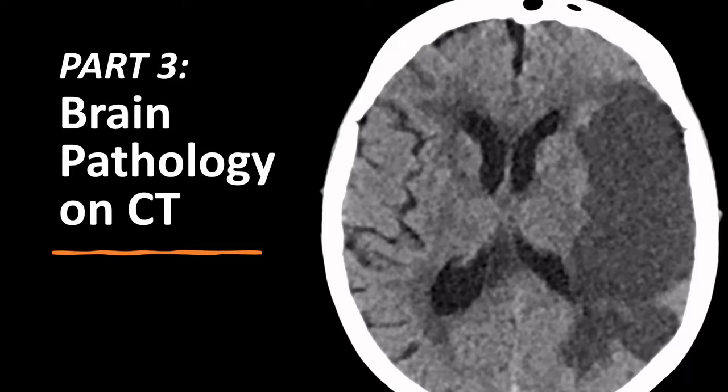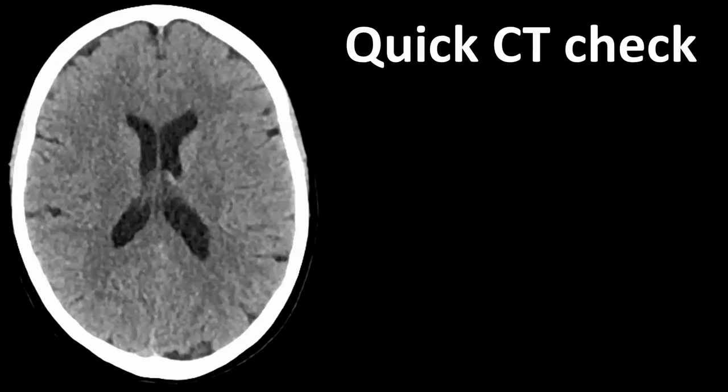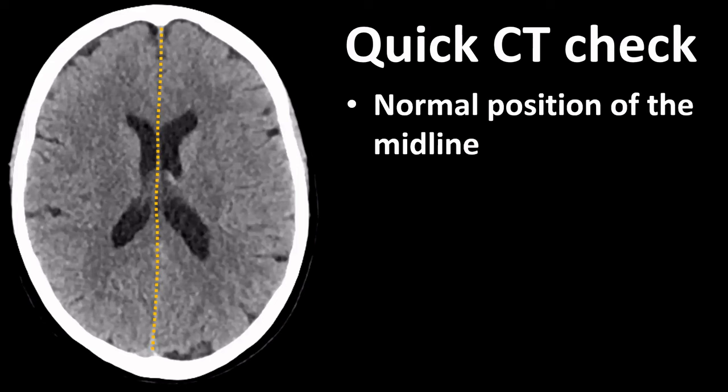Needless to say, CT is often the first examination performed in trauma patients or in patients with acute neurological symptoms, so the emphasis will be on that kind of pathology. Well, when you do a search for pathology on your CT, you can start with a very quick check. So before trying to discover subtleties, I do a quick check, namely, is the midline normal? Is there a normal position of the midline? Because if there isn't, that already indicates the presence of a space-occupying process somewhere.